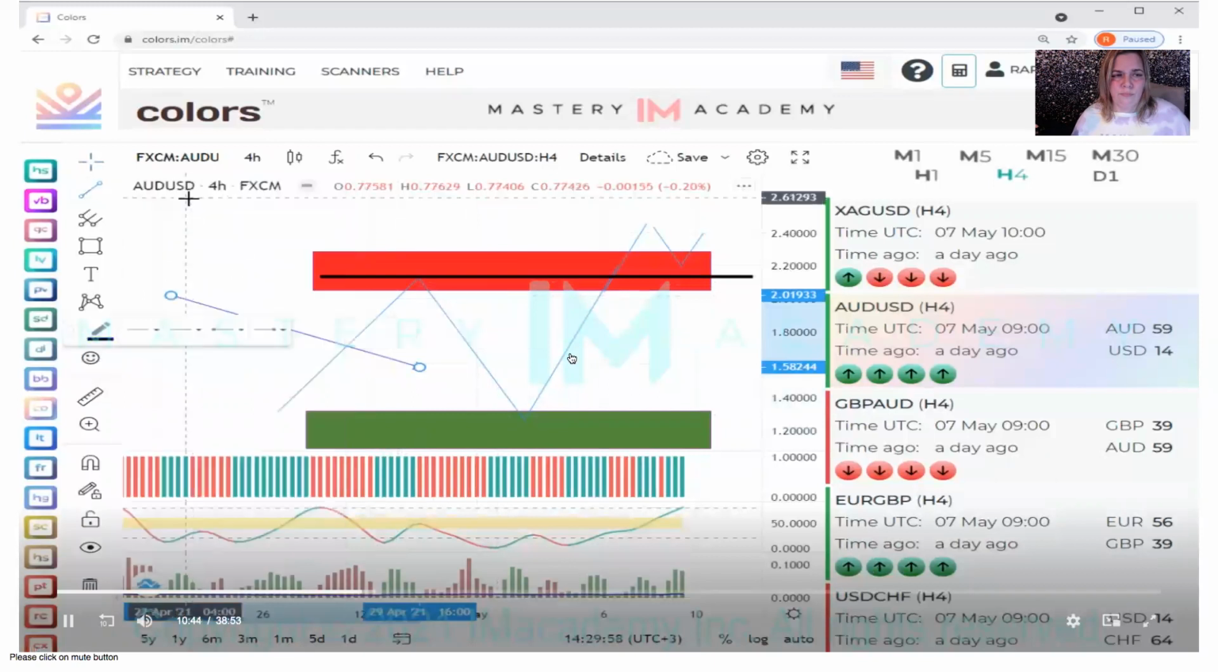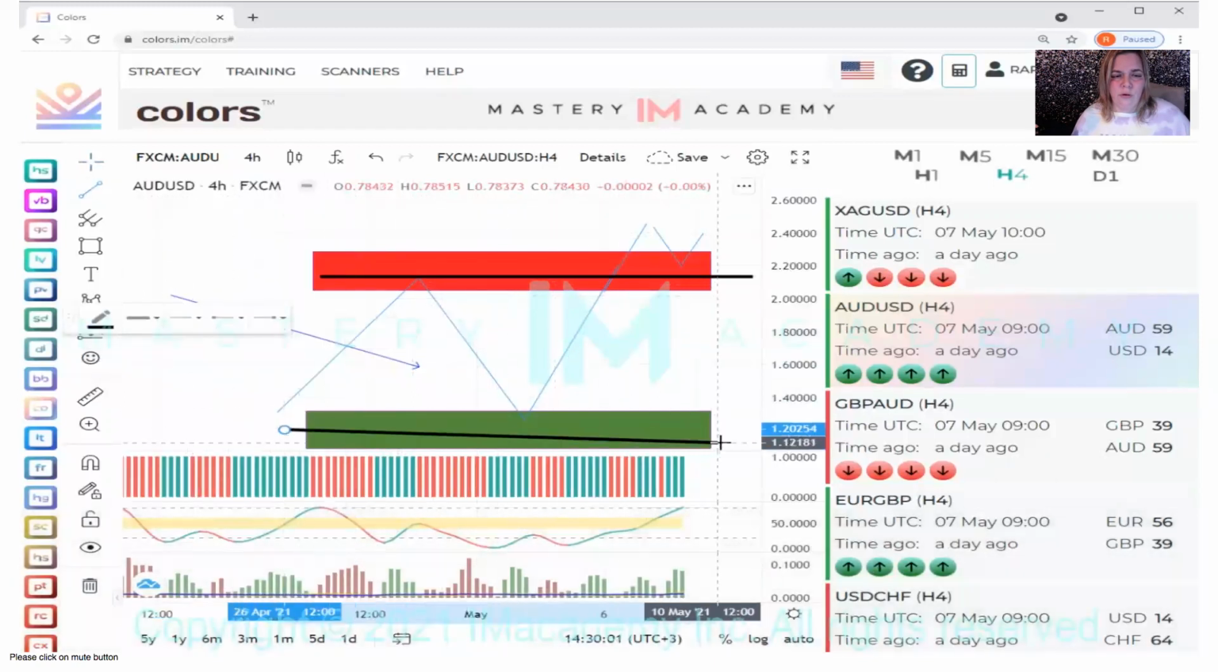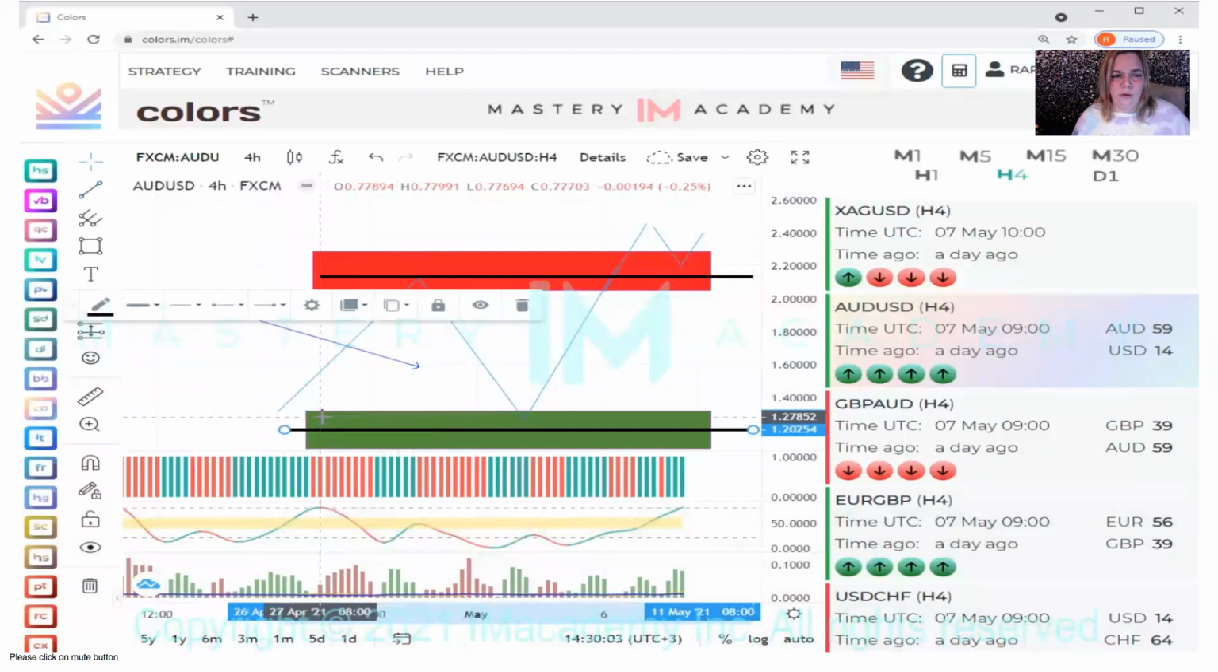What do you want it to reject? Inside the green box. What do you want to reject? Inside the green box. Do you see this line? It's not the green box. This is the line in the green box. It's not the green box. It's going to be structure inside the green box. I want you to write that down. It's not the green box. It's the structure inside the green box.